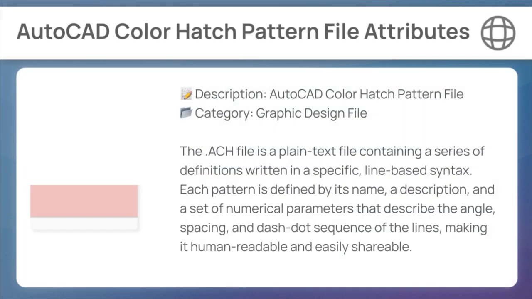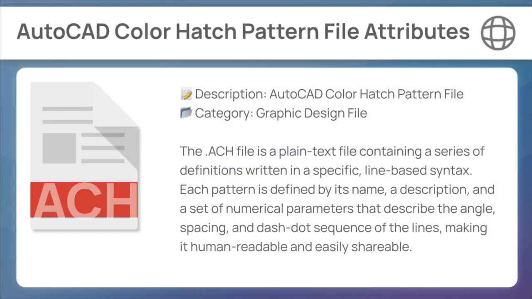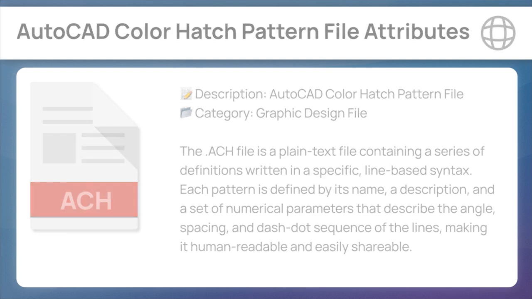The ACH file is a plain text file containing a series of definitions written in a specific, line-based syntax. Each pattern is defined by its name, a description, and a set of numerical parameters that describe the angle, spacing, and dash dot sequence of the lines, making it human-readable and easily shareable.